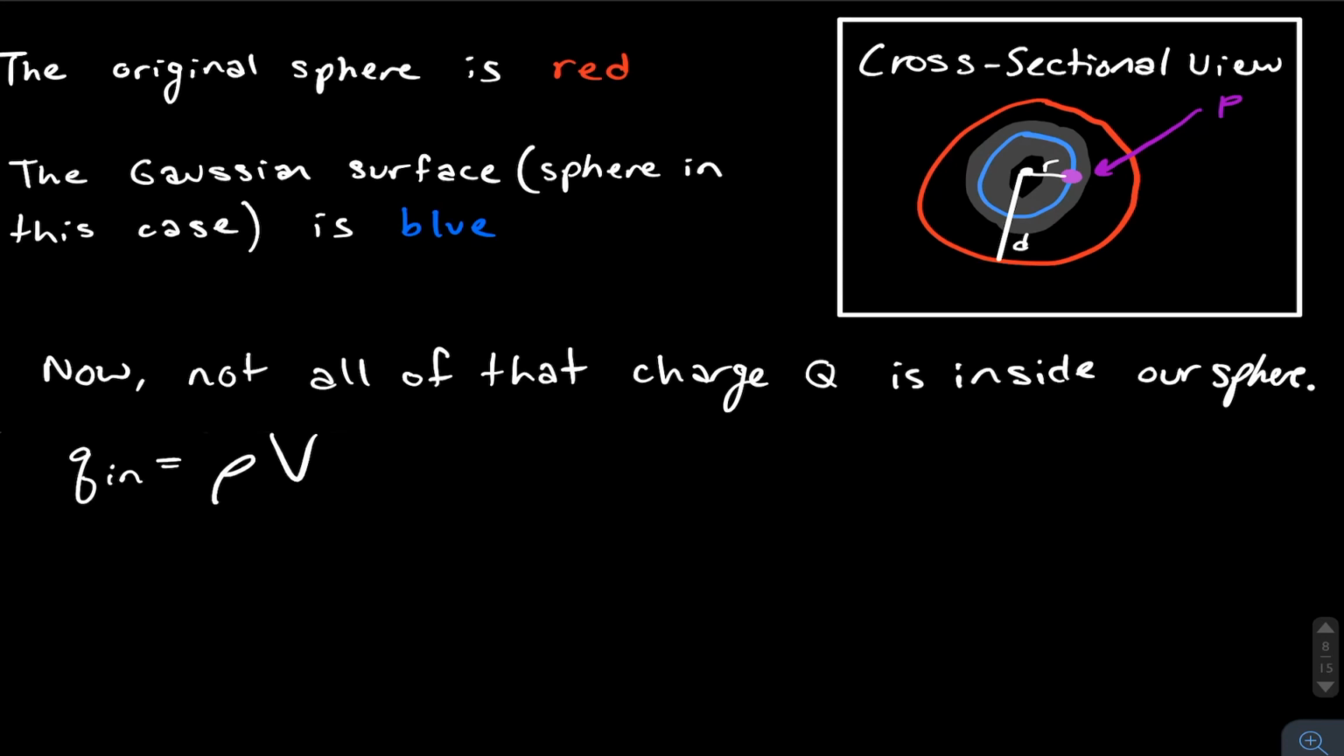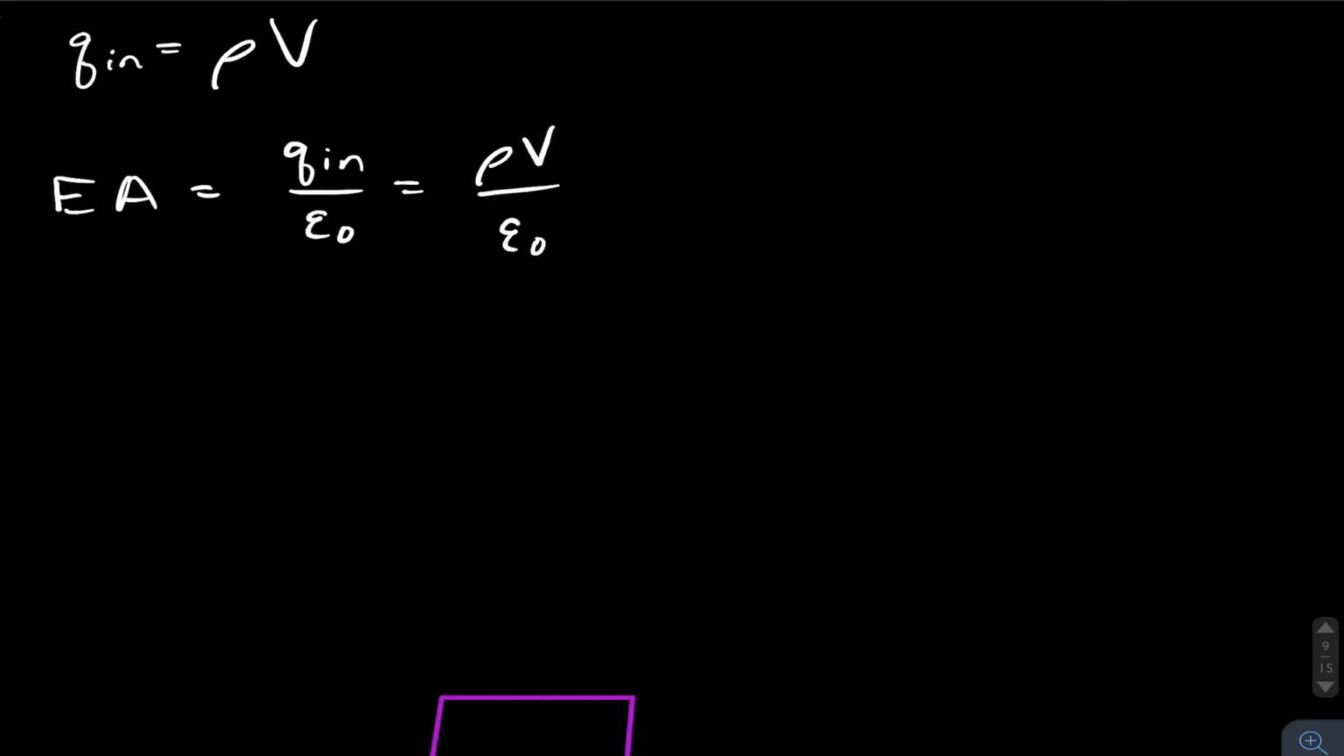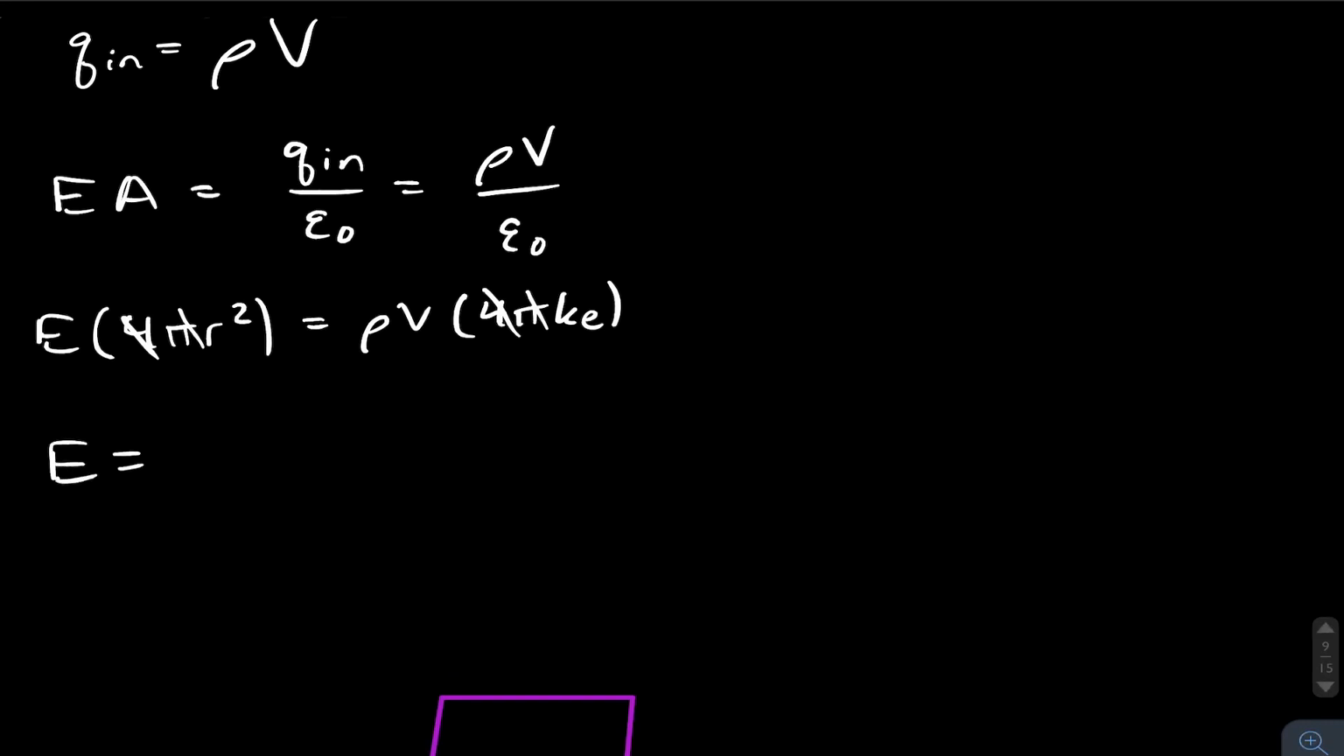Moving along, using the same equation as before, we get EA equals Q enclosed over epsilon naught. We know that is rho times V over epsilon naught. We can plug in the surface area of a sphere, which is 4 pi r squared, and that's equal to rho times V over epsilon naught. Again, plugging in what epsilon naught represents, which is 1 over 4 pi times Ke, we cancel off the 4 pi, and we are just left with the electric field equals rho times V times Ke over r squared. So r squared is going to sit in the denominator.